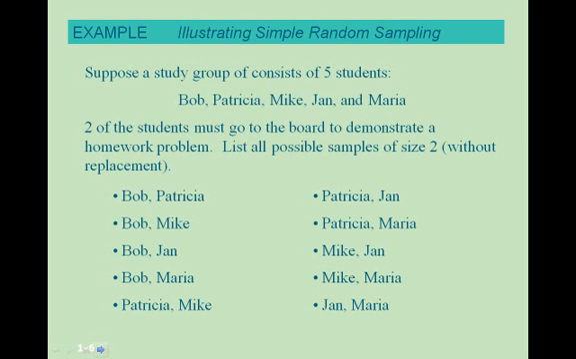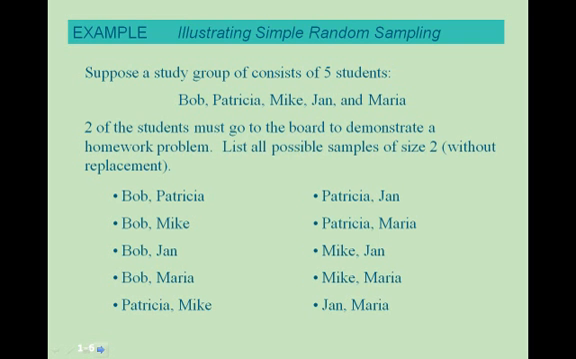So let's look at an example. Suppose a study group consists of 5 students: Bob, Patricia, Mike, Jan, and Maria. 2 of the students want to go to the board to demonstrate a homework problem. We want to list all possible samples of size 2 without replacement. So that means if I list Bob and Patricia, I won't then also list Patricia and then Bob. It's the same 2 people who will be going. So we don't want to repeat combinations.